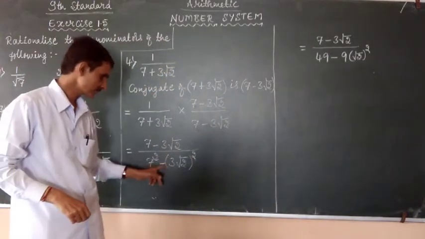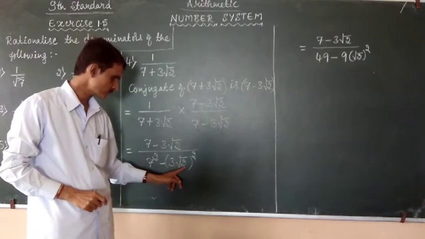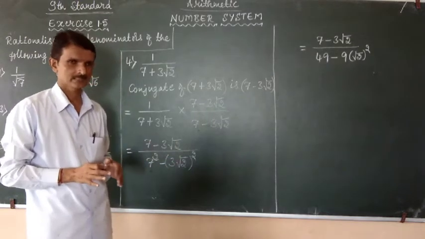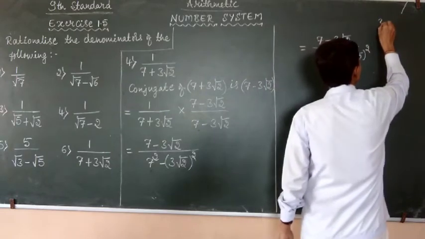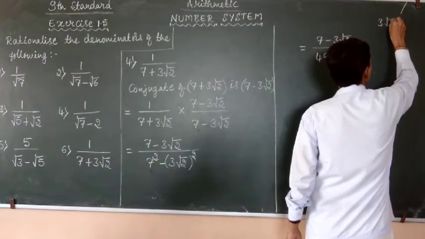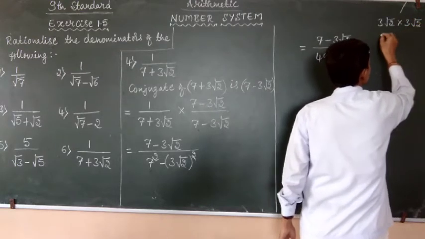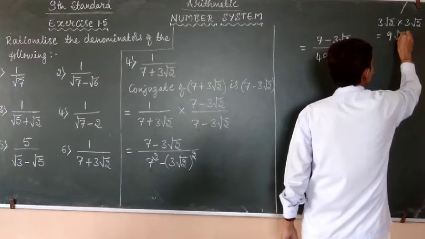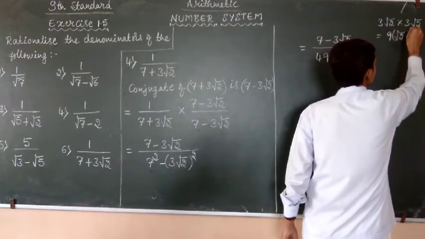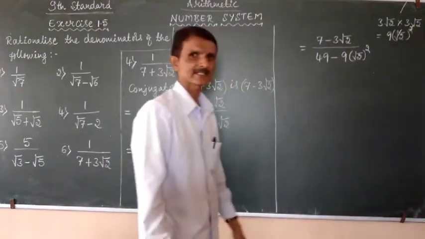If you observe this problem carefully, we have to multiply 3 root 2 two times. It will become 3 root 2 into 3 root 2. So it will be 3 3s are 9 into root 2 whole square. Now the root and square get cancelled.